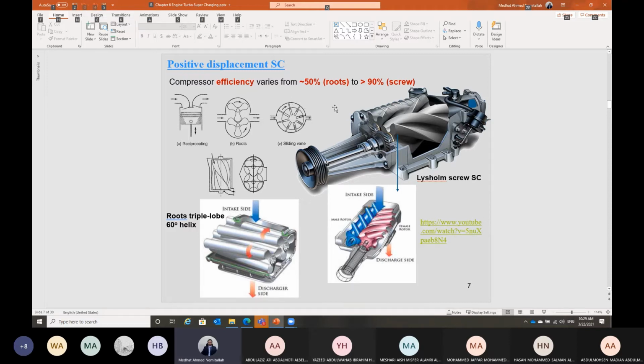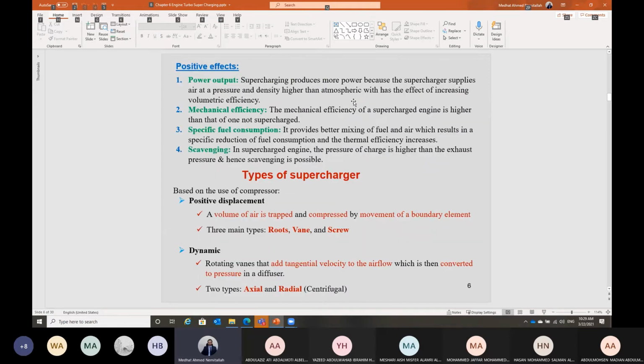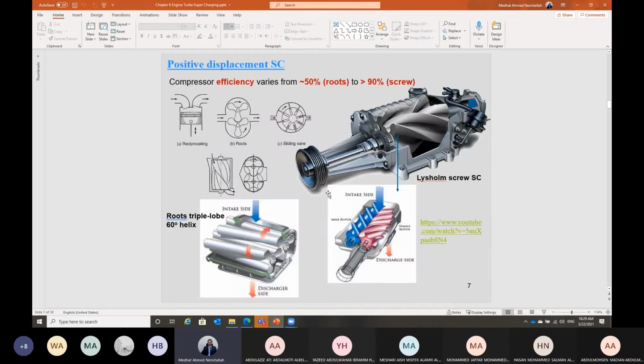For the positive displacement compressor, as we said, usually we have different kinds. Either we have the roots type, vane type, or screw type, all of which are kinds of positive displacement. Also, we may have a piston-cylinder compressor, in which we draw the air in while the piston is moving down. Then the intake valve will be closed. Then, through the movement of one of the boundaries, we can compress this air into a smaller volume and increase its pressure.